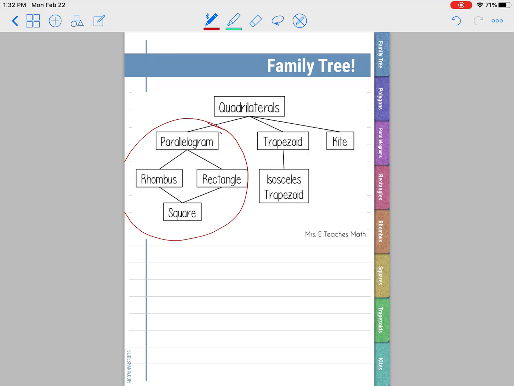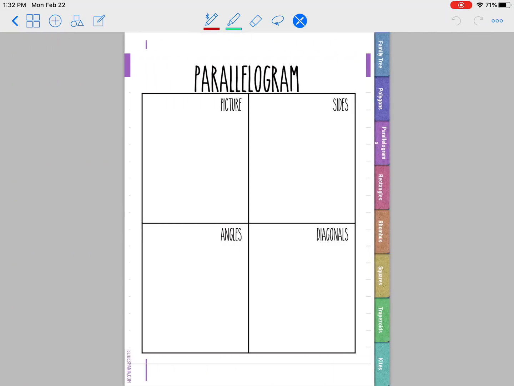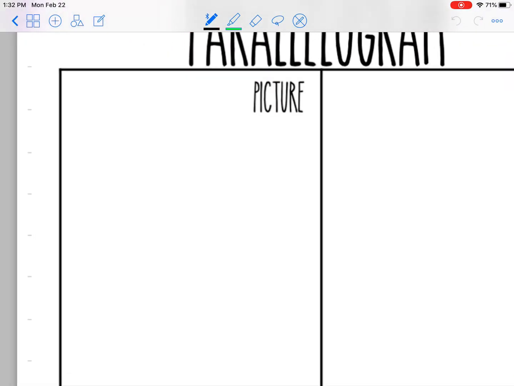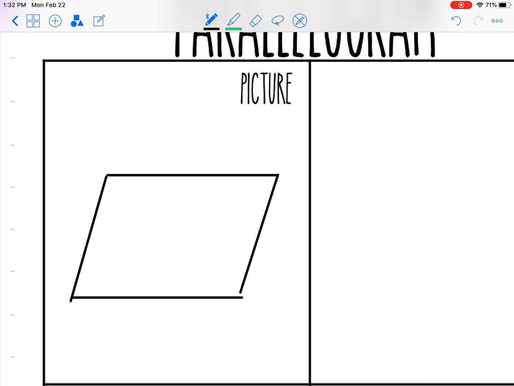So let's go to the page in your notebook that talks about parallelograms. So we're going to start with that. The first thing I want you to do is draw a picture of a parallelogram. It looks like a rectangle that's been pushed over, that's slanted. It's kind of the easy way to start.